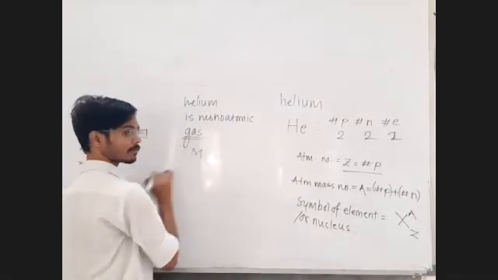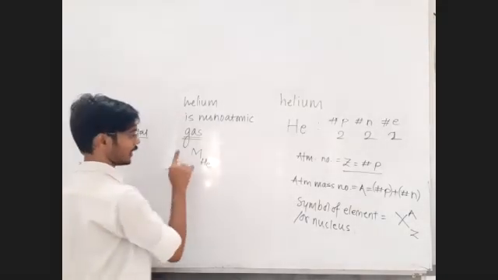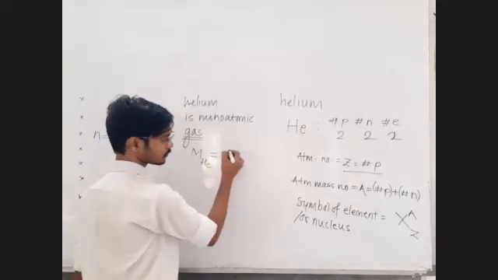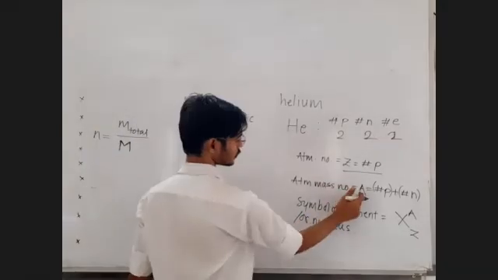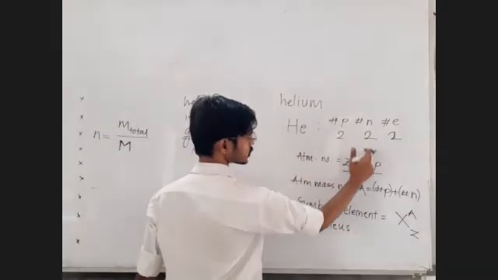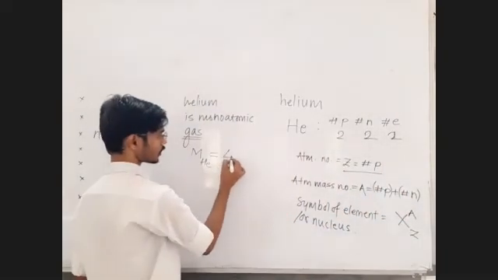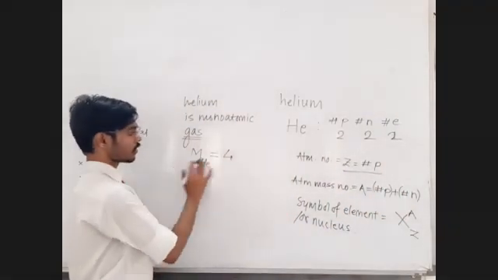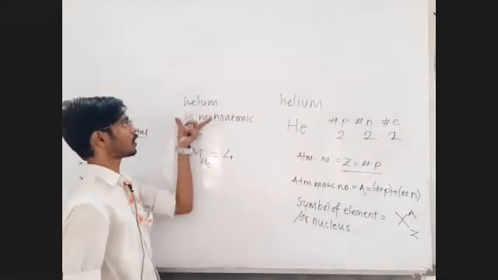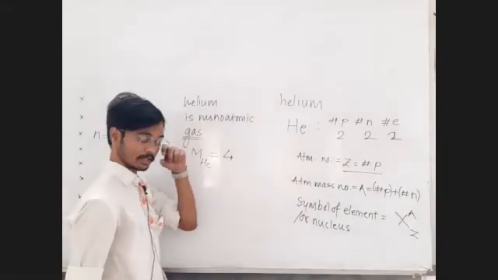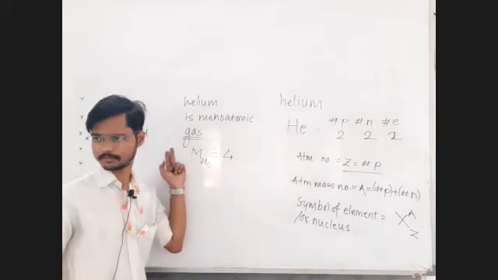So the molar mass of helium, He, not He2, is equal to what? What is the atomic number for helium? 2 protons plus 2 neutrons. 2 protons plus 2 neutrons is 4. Whatever the molecular mass is, now the molecule is nothing but an atom, because helium is a monoatomic molecule. Helium molecule means helium atom.